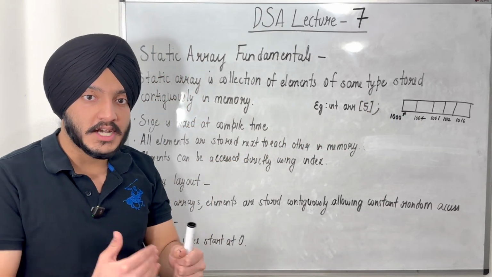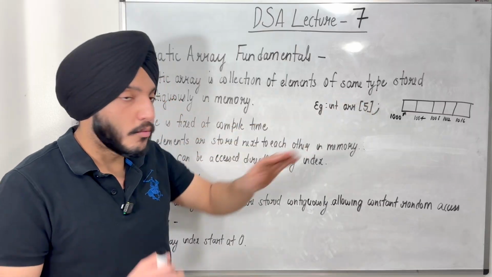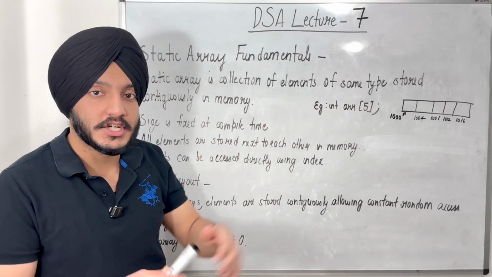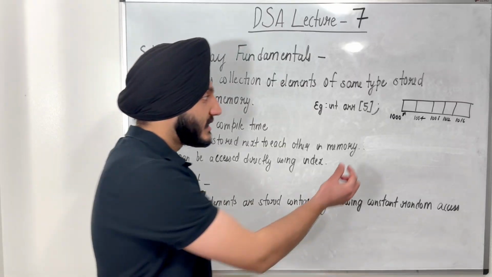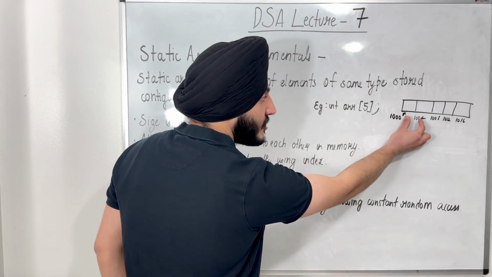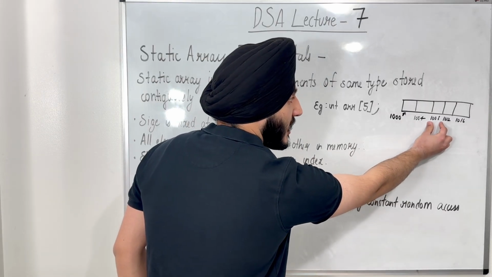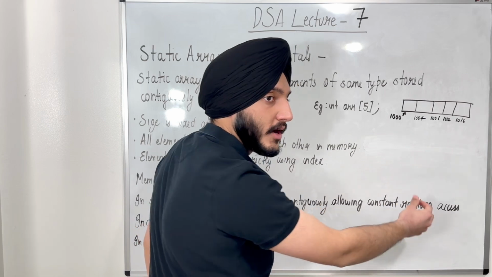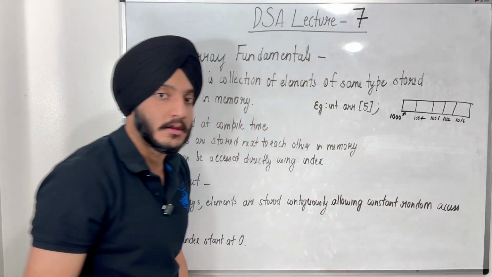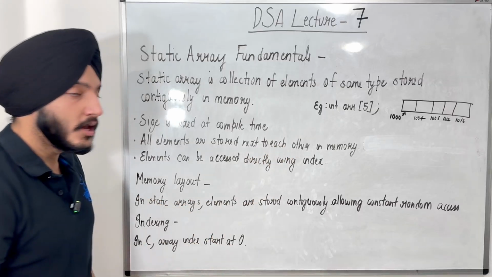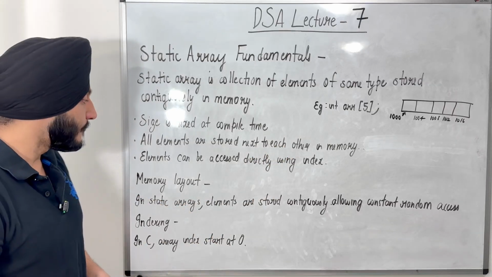Depending on the size, if it's an integer, one integer needs 4 bytes to store it. If it was a char, it would just need 1 byte. So since this is an integer, one integer takes 4 bytes. That's why the next starts at 1004, the third one starts at 1008, the fourth one at 1012, and the last one at 1016. So all elements are stored next to each other in the memory, and that's very important to understand.